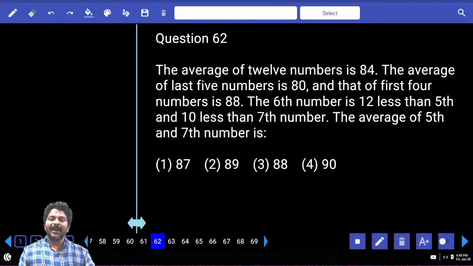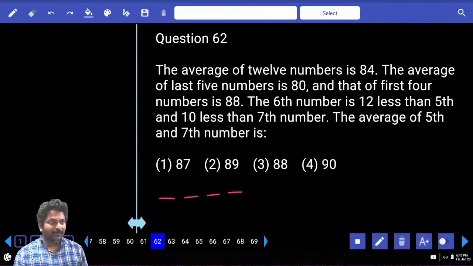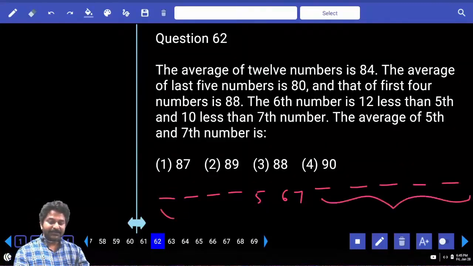Next, average of 12 numbers is 84. The average of last 5 numbers is 80 and that of first 4 numbers is 88. 1 2 3 4 first 4 numbers, 5 6 7, 8 9 10 11 12. Okay, 8 9 10 11 12. So total 12 numbers. Last 5 numbers, first 4 numbers.